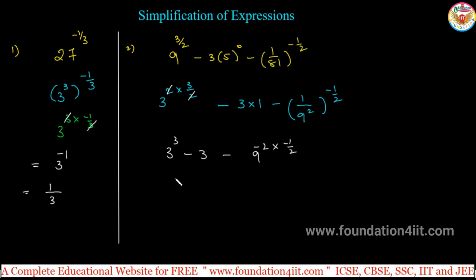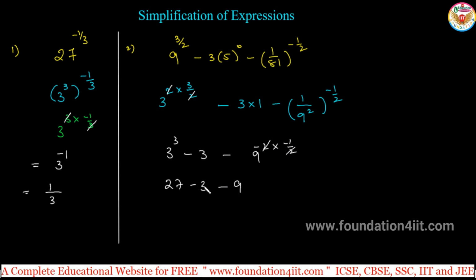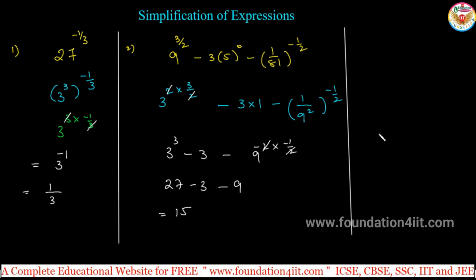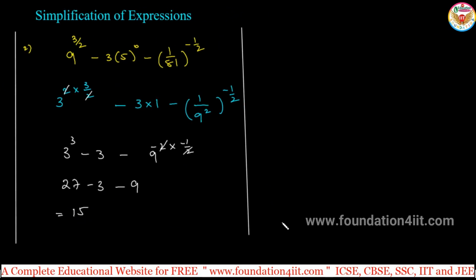Right? So 3 power 3, that means 27. Minus 3, minus. You can cancel the 2, minus 1 into minus 1 is plus 1. So that is 9. 27 minus 3 is 24, minus 9, so 15. In this way, just apply the exponent product rule, quotient and power rules, and simplify. See the one more sum.